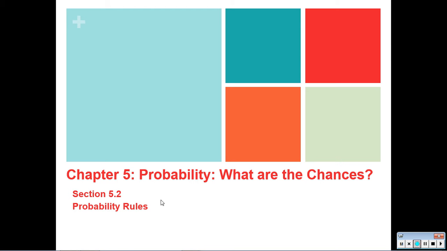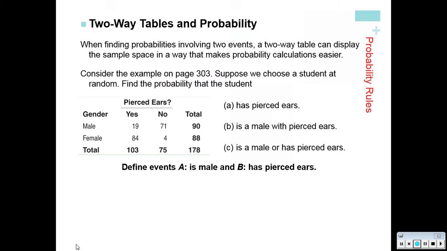So picking up with some different things involving probability rules and two-way tables. We're going to revisit some different things with two-way tables, which we did back in chapter 1. And it says here, when finding probabilities involving two events, a two-way table can display the sample space in a way that makes probability calculations easier.